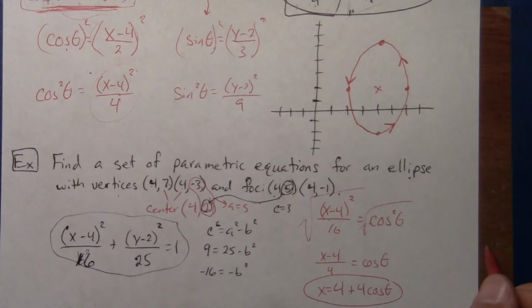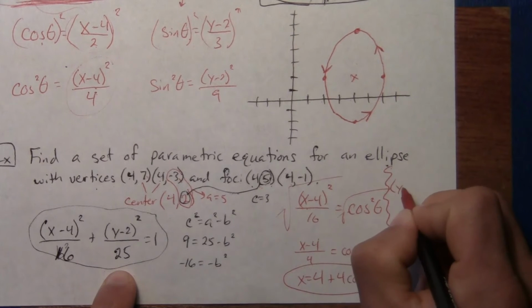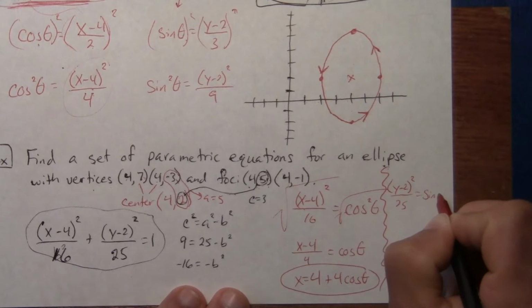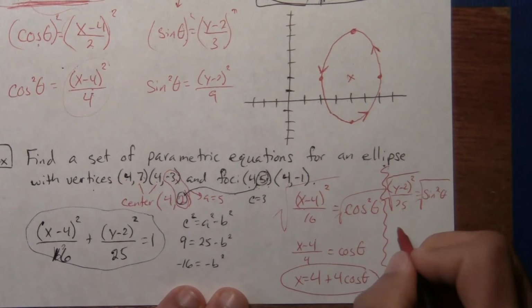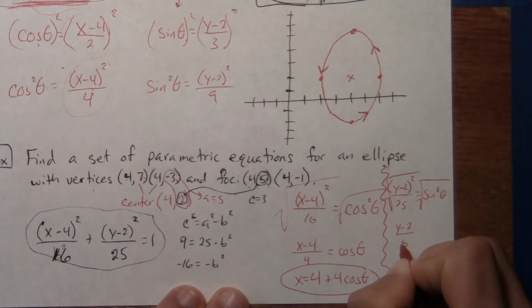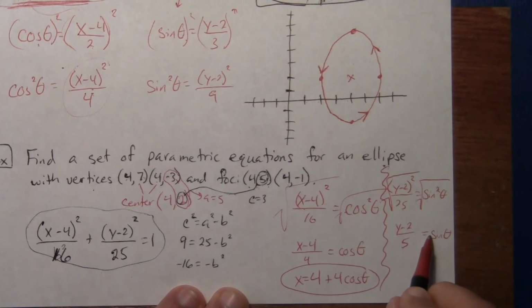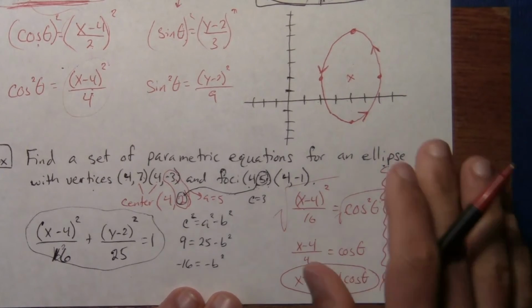Now I need to do the y part of my parametric equation. Same idea. Take the second term, (y minus 2) quantity squared over 25, and set it equal to sine squared theta. You can either multiply by 25 or take the square root of both sides first. I'll do the square root first. That's going to give me (y minus 2) over 5 is equal to sine of theta. And then think about what you'd have to do. You'd have to multiply by 5 and add 2. So y would equal 2 plus 5 times sine of theta. And there are your parametric equations.